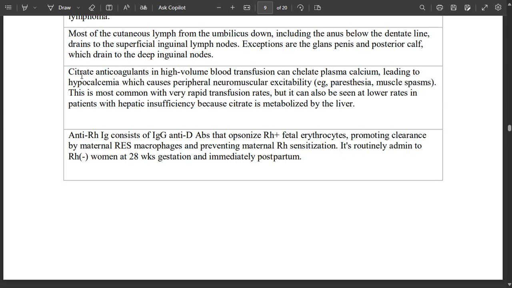This is most common with very rapid transfusion rates, but it can also be seen at low rates in patients with hepatic insufficiency, because citrate is metabolized by the liver. If citrate is not metabolized by the liver because of hepatic insufficiency, the citrate level is raised, so it chelates calcium, resulting in decreased calcium and thus peripheral neuromuscular excitability, resulting in paresthesia, muscle spasm, etc. Very rapid transfusion rates are not commonly used.